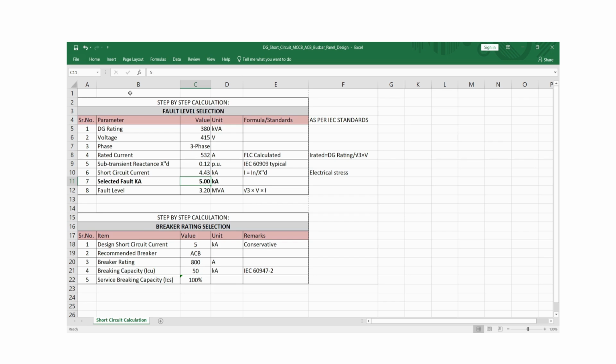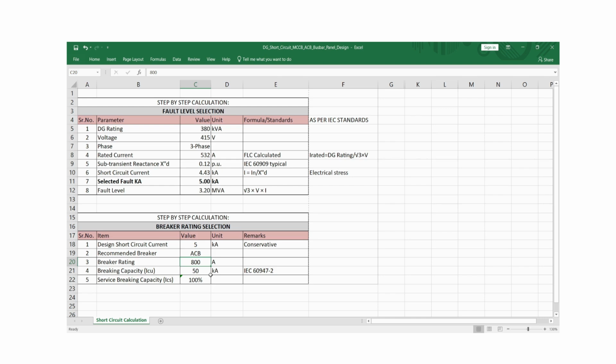Now comes the most critical decision. Which breaker should we use? The recommended choice here is an air circuit breaker, or ACB. The breaker rating selected is 800 amperes. Why 800 amperes when the DG current is only 532 amps? Because IEC standards require margin for continuous operation, harmonics and load variations.